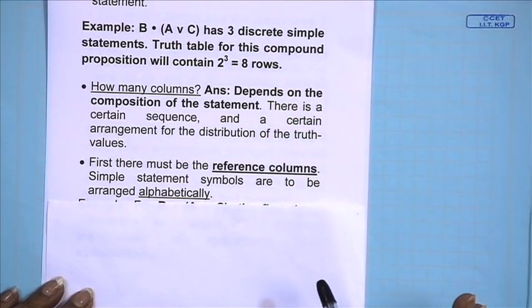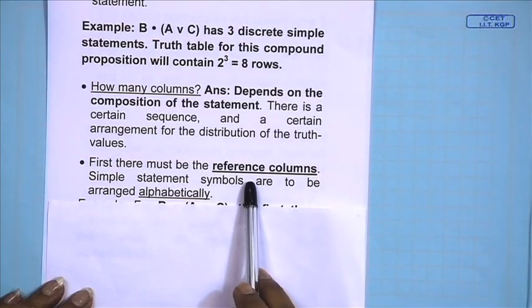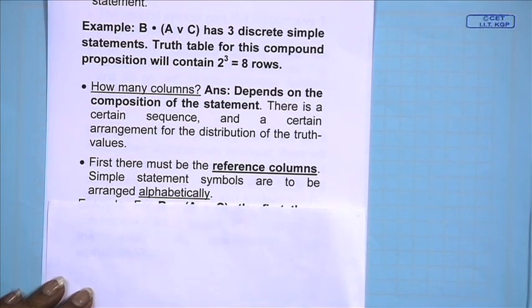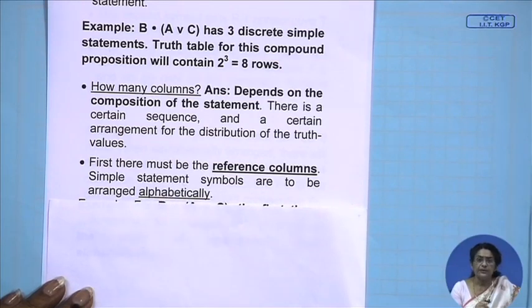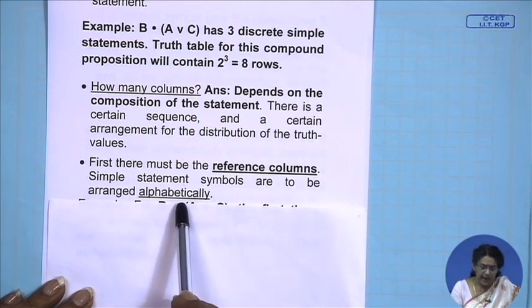But no matter how many columns you are going to have, what you must have in terms of columns are the reference columns. These are going to be the very first few columns in your truth table. What you need to do is to pick up the simple statement symbols and arrange them in alphabetical order.